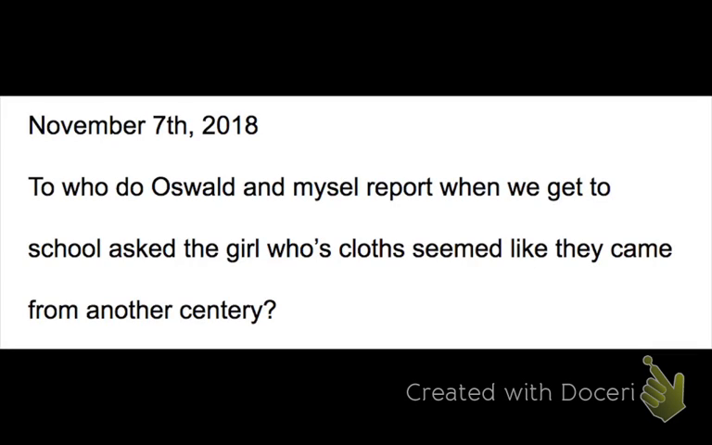Let me reread the sentence. To who do Oswald and myself report when we get to school? Ask the girl whose clothes seem like they came from another century. Myself needs to be changed to I, correct? All right, what else needed to be done? Century is not spelled correct.